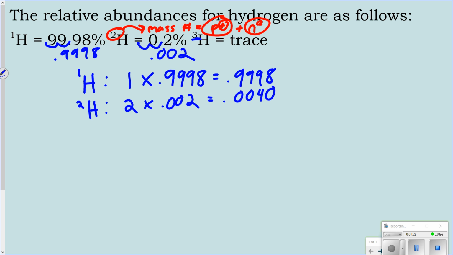The trace one, I'm not even going to throw in because there's so little hydrogen-3 in the universe, and it's so unstable it doesn't add to the relative atomic mass that you'll find on your periodic table.